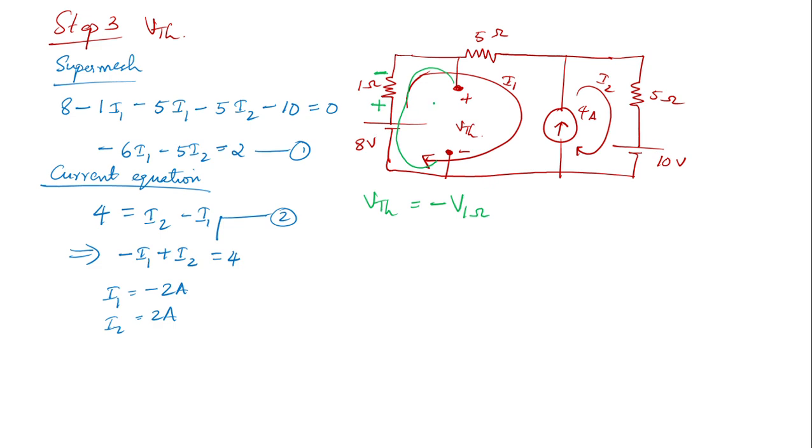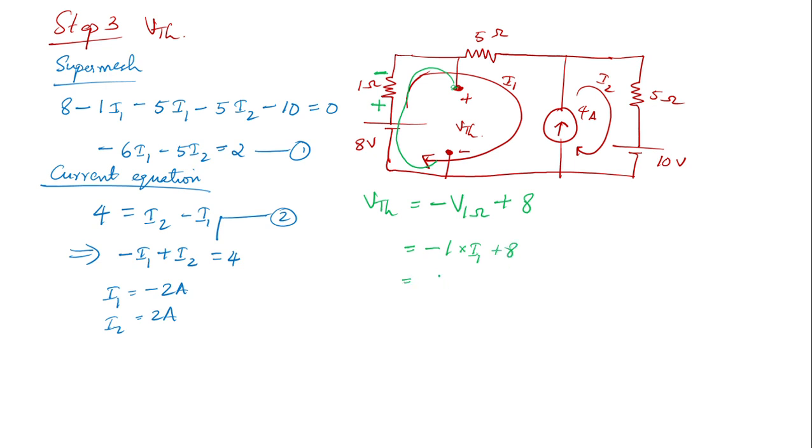And what about the voltage source? You can see from the positive it is connected directly to the positive of the 8 volt. So I can say plus 8. So minus the voltage across 1 ohm plus 8 will give you VTH. And how can you find out the voltage across 1 ohm? Always V is equal to I into R. The current flowing through the 1 ohm is I1, so 1 into I1 plus 8 will give you VTH.